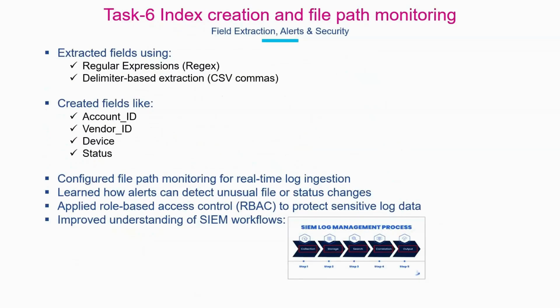In index creation, we structured a file using different methods like regular expression (regex), delimiter-based extraction, and CSV commas. We created fields like account ID, vendor ID, and device status based on our log. We can create different fields. We configured file path monitoring and real-time log ingestion, and learned how alerts can detect unusual file or status changes. We applied role-based access control to protect sensitive log data. We improved our understanding of SIEM workflows also.